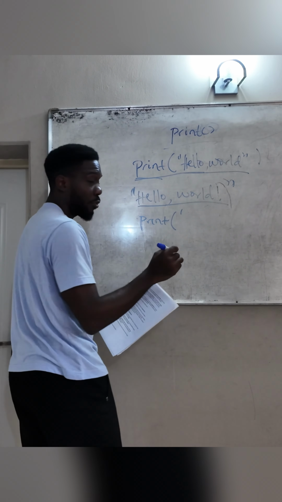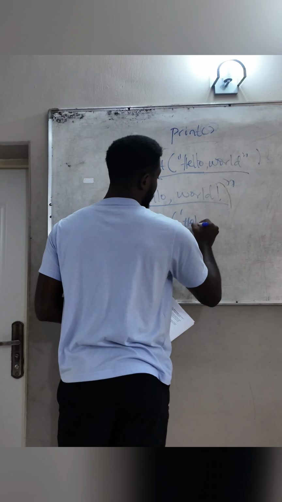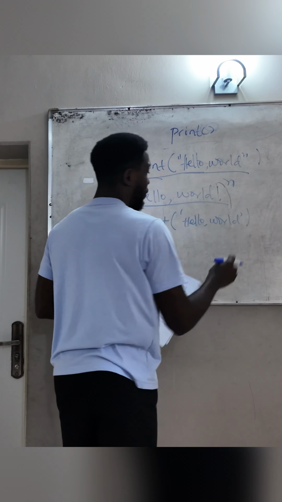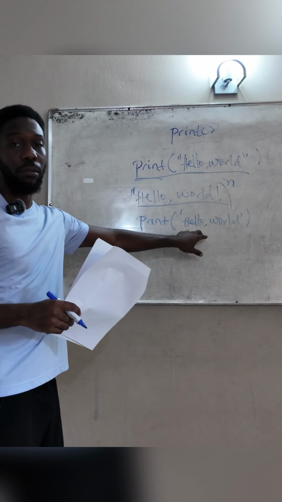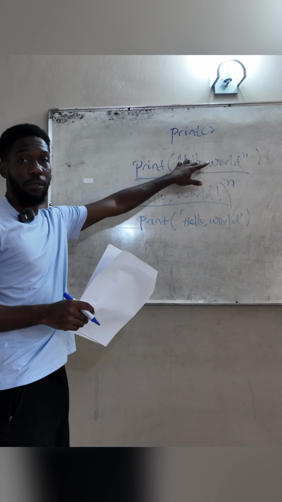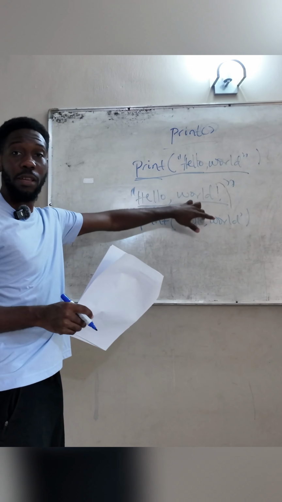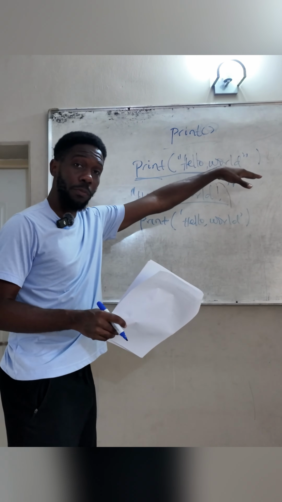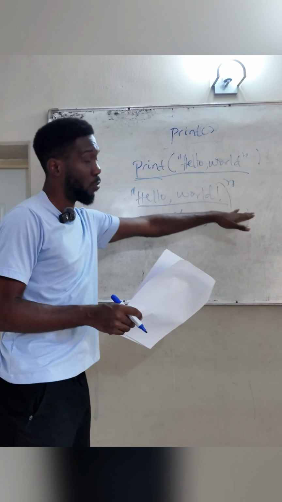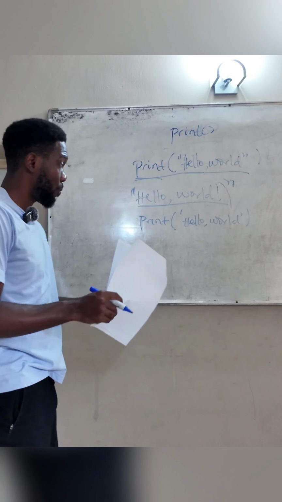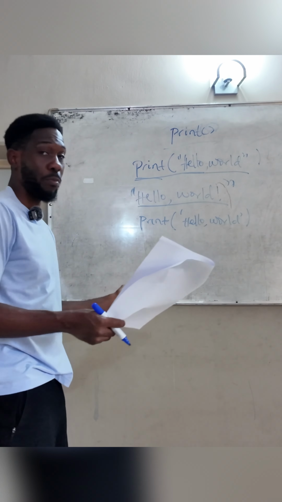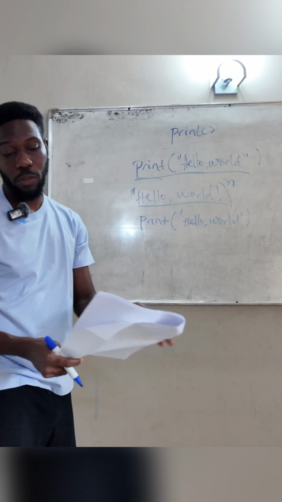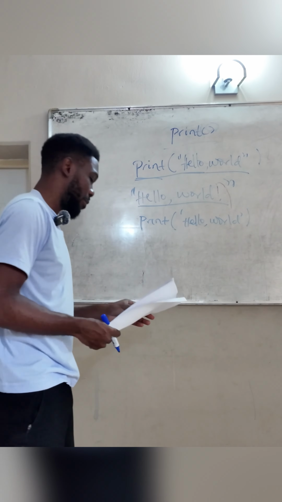Another thing to take note of is that with this print, if you do a print with single quotation marks, hello world, it's the same thing. This and this are literally the same thing, right? So you can decide to use double quotation marks, or you can decide to use single quotation marks, whatever you want. There's no particular type you must use. If you want to use this, fine. If you want to use this, fine. Just something to take note of. It's not really that important, right?